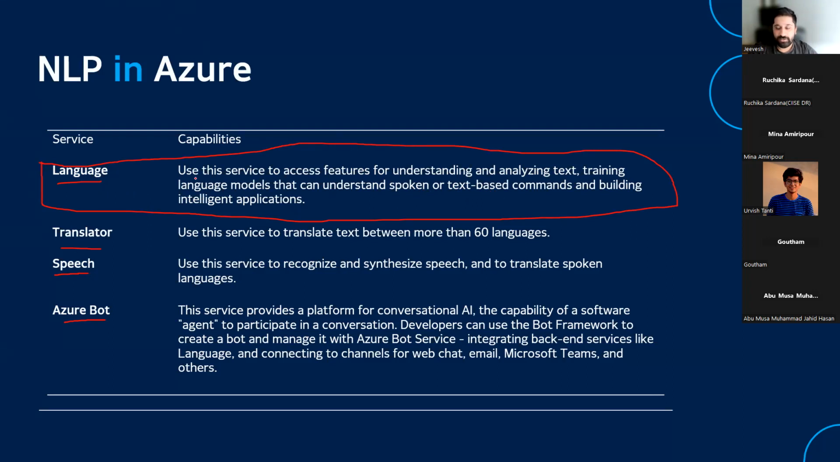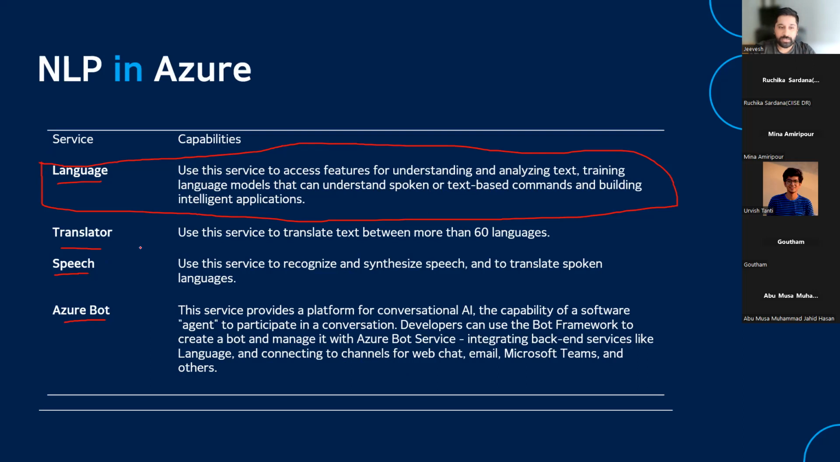For example, let's say we are making a customer service bot. We need to train the bot with the kind of input the customers might be giving in. Depending upon the input, the bot will try to analyze the context the customer is trying to speak in, and by analyzing the context, the bot will be able to give a viable solution. That's what is covered in the language service.